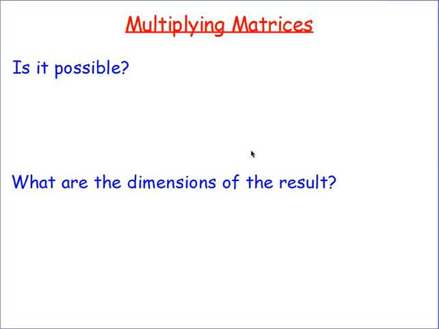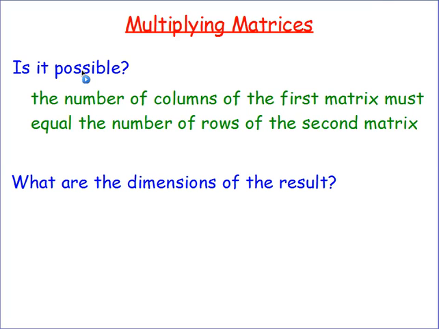if you have to. So the first thing that is important with multiplying matrices is simply determining if it is even possible. So let's take a look at what are the rules for can we actually multiply. And the rule is the number of columns of the first matrix must equal the number of rows of the second matrix. So let me simplify that a little bit.